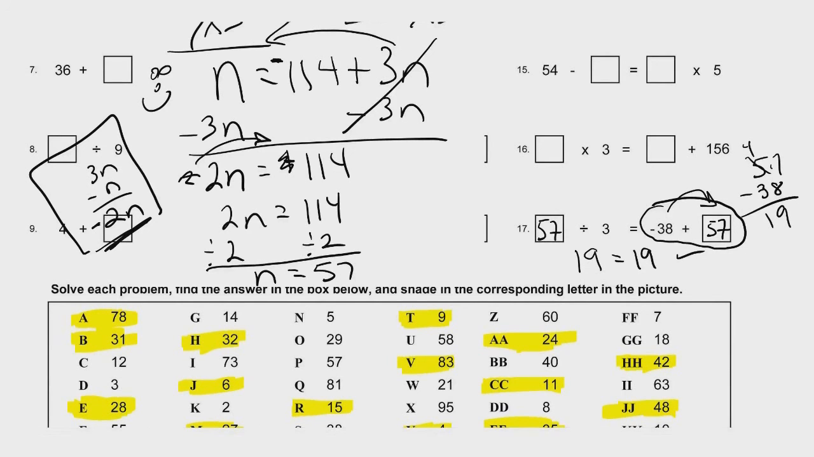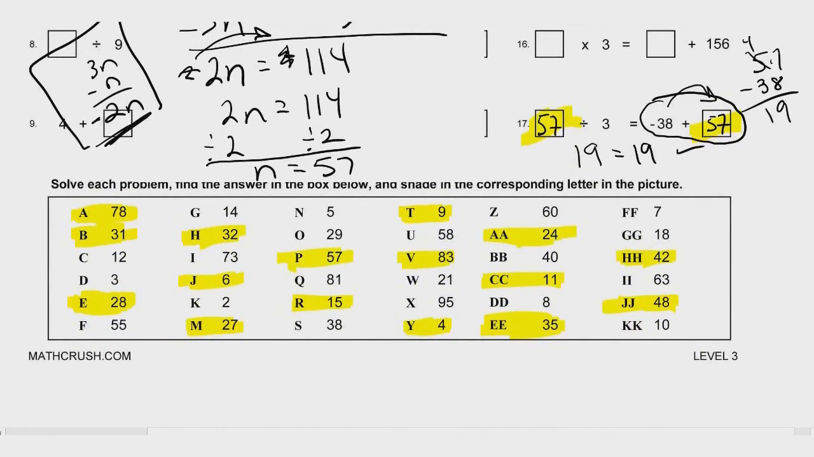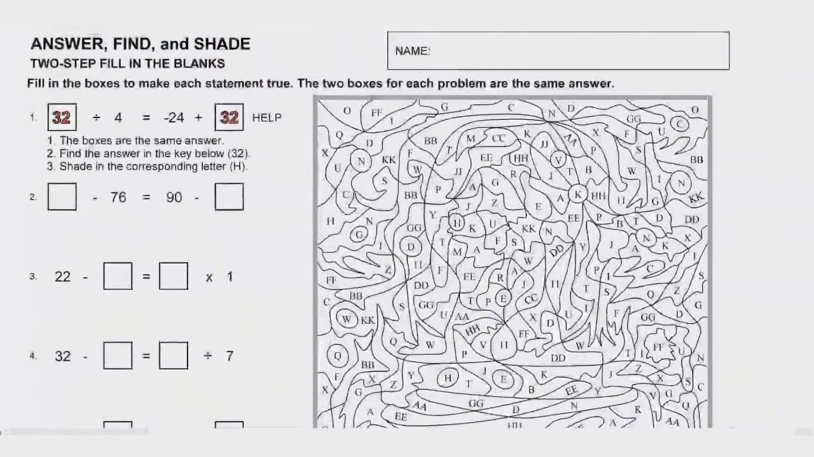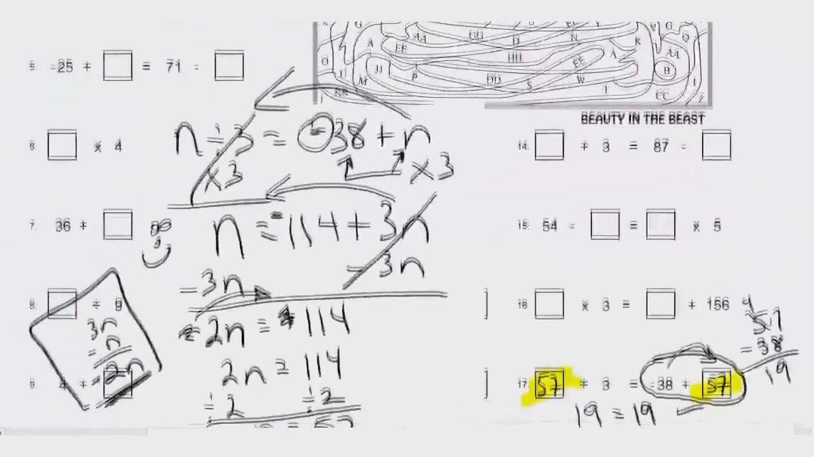All right, we are looking for 57. 57 is letter P. Not PP, but P. So you shade in letter P in your picture. And guess what? After you shade all those in, you are done.